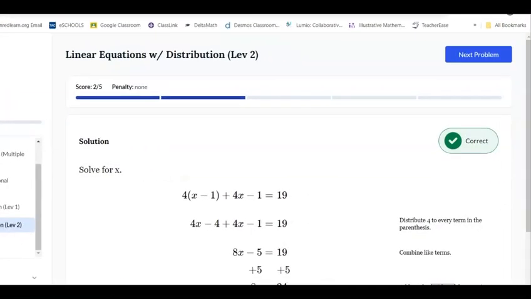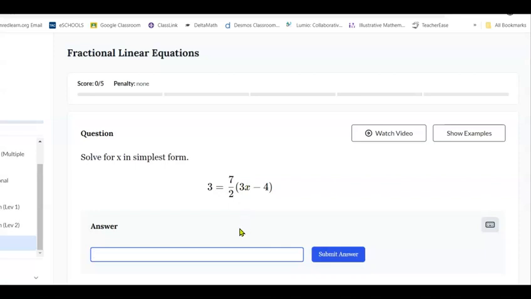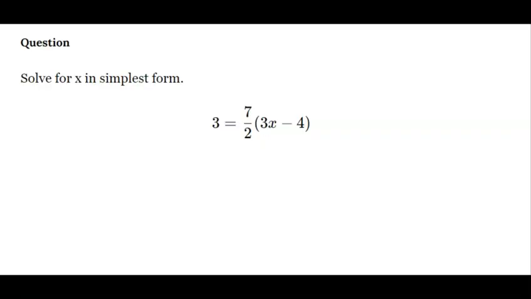All right, let's take a look at our last section, which is equations that contain a fraction that needs to be distributed. Now, you may want to use a calculator to help you distribute here, but remember this is the solution and we don't do any math with it yet. We're going to multiply 7 halves times 3x, and 7 times 3 is 21, and then 7 halves times minus 4, which is going to be negative 28 over 2.